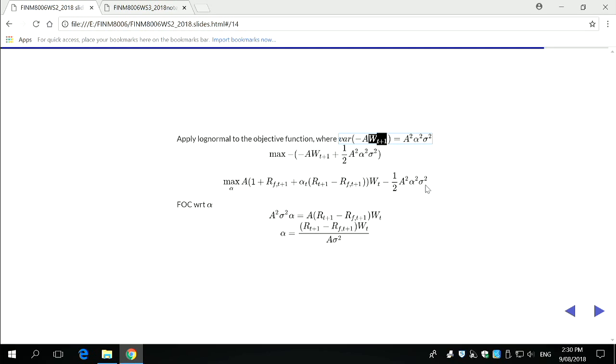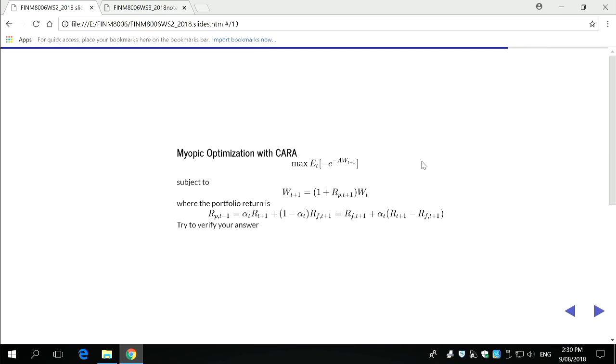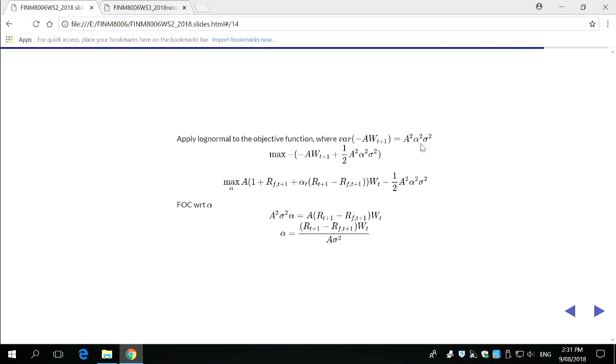So what's the variance of W t plus 1? We know that W t plus 1 equals the risk-free return plus alpha times the risk premium, times this W t. So the variance of W t plus 1 only depends on my alpha and the variance of r t plus 1, because the risk-free return doesn't have variance. If I take the variance of that, it's just alpha squared sigma squared.